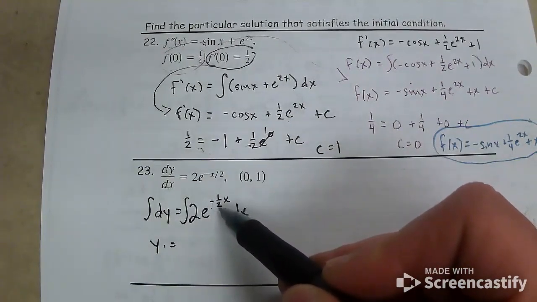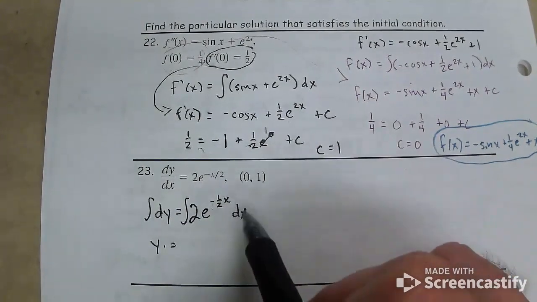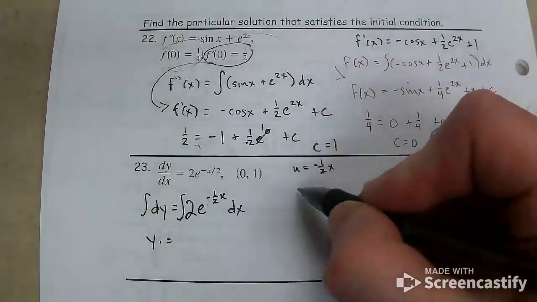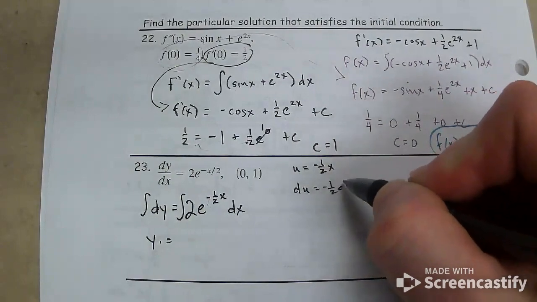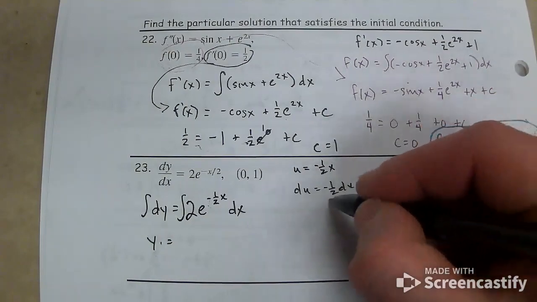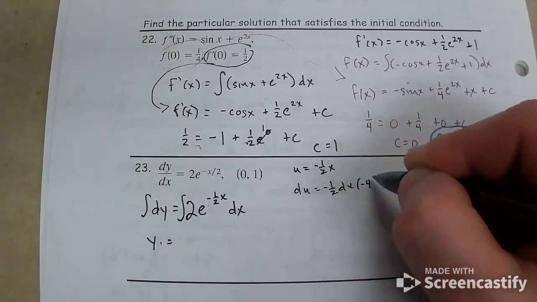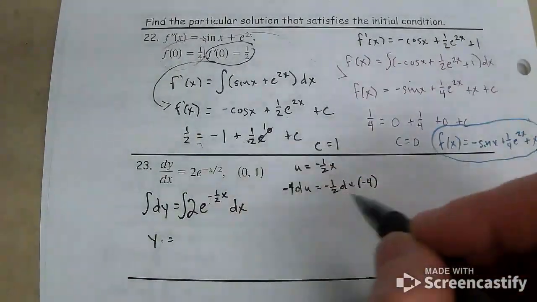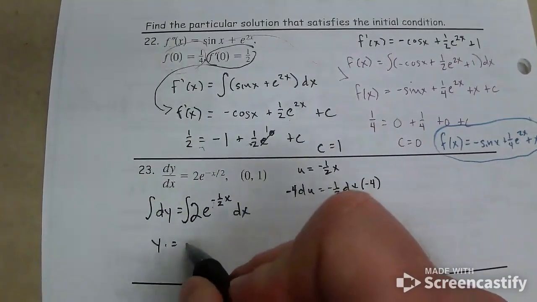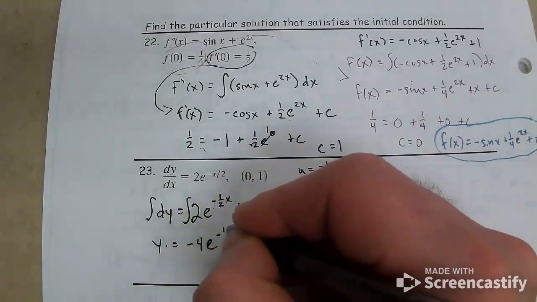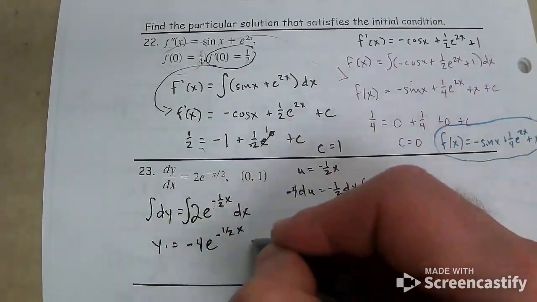Then the derivative is going to be negative 1/2. But I don't want to replace negative 1/2 dx. If we say u equals negative 1/2 x, then du equals negative 1/2 dx. But I want to replace 2 dx. So how do I get this to be 2? Well, I'd have to multiply by negative 4 to both sides. So this is going to be negative 4 e to the u plus c, or e to the negative 1/2 x plus c.